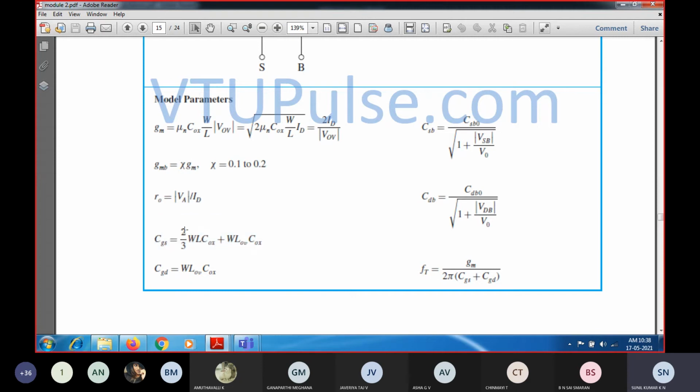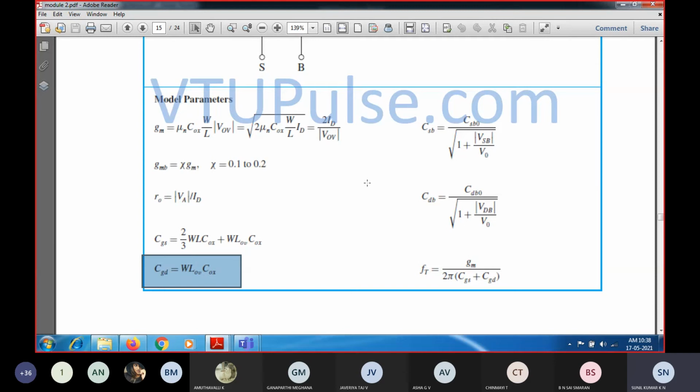And CGS is to have the overlap capacitance effect also. So when the device is operating in saturation, what is the gate-to-source capacitance? Two-third of W into L into Cox plus W into Lov into Cox. It is going to have a capacitance effect. So CGD is equal to what? It is just the overlap part, W into Lov into Cox. That is the capacitance effect that you are going to have for CGD when the device is operating in the saturation region.